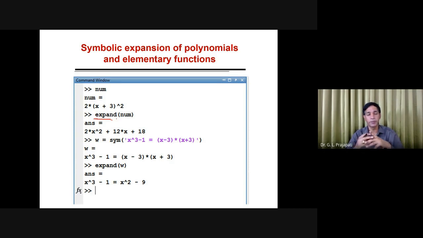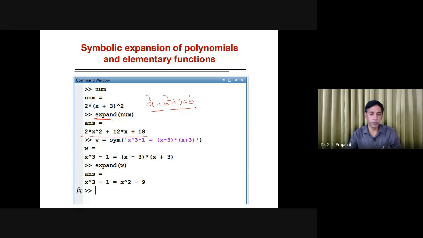Expand the numerator. Expand this. So the numerator is this. Once you use the expand function, it is making the expansion. So x plus 3 square. Like a plus b whole square, you have a square plus b square plus 2ab. So you have a square plus b square plus 2ab. Generally we do like this.